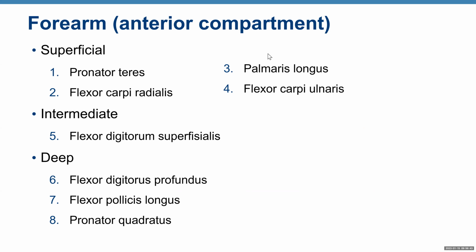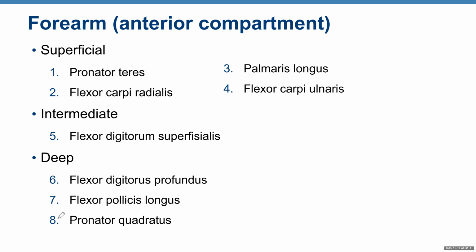Now we're moving to forearm, anterior compartment. We have superficial muscles, pronator teres, flexor carpi radialis, intermediate muscle, flexor digitorum superficialis. Oh, I'm sorry, superficial: pronator teres, flexor carpi radialis, palmaris longus, and flexor carpi ulnaris. So we have 4 superficial, intermediate, flexor digitorum superficialis, and deep, flexor digitorum profundus, flexor pollicis longus, pronator quadratus.